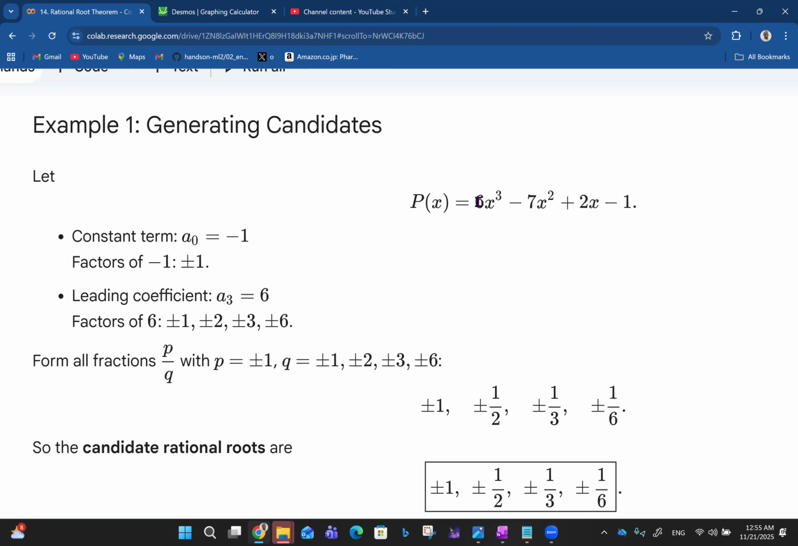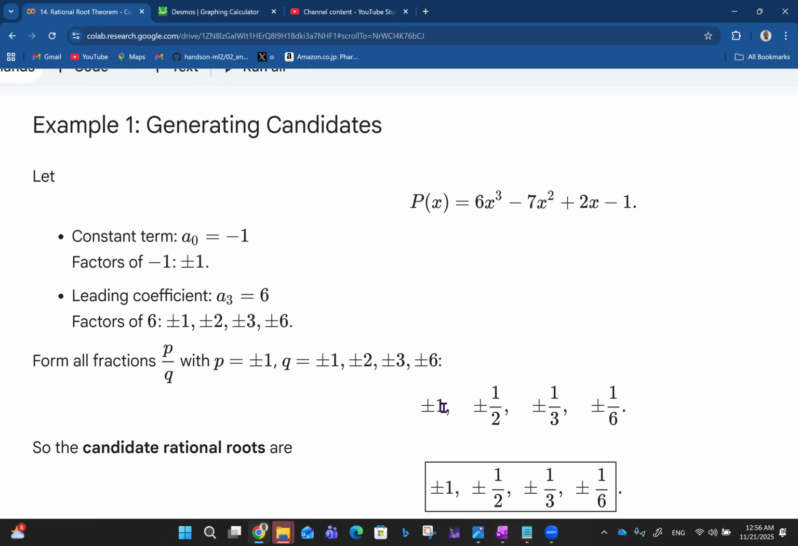The leading coefficient is 6. What are the factors of 6? It can be plus or minus 1, plus or minus 2, plus or minus 3, and plus or minus 6. So you can then form all possible fractions P over Q. With P being plus or minus 1 and Q being plus or minus 1, 2, 3, 6, it means you're going to have plus or minus 1 over each of these.